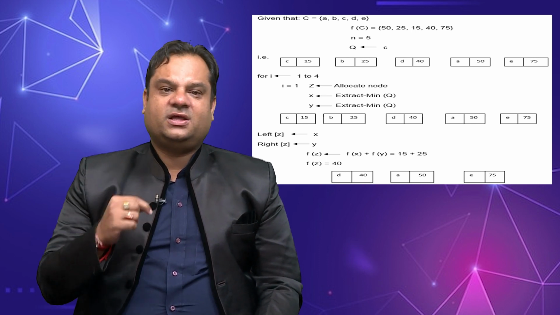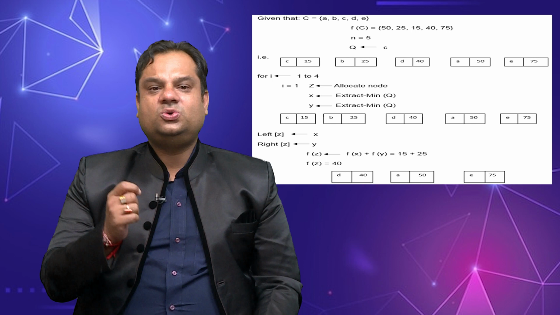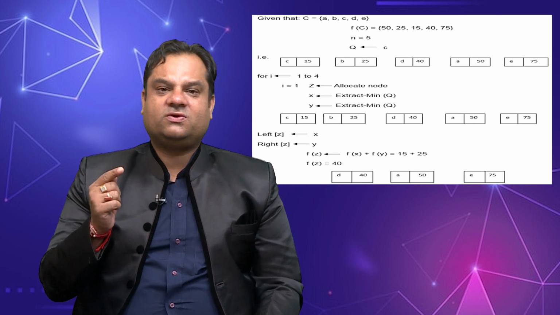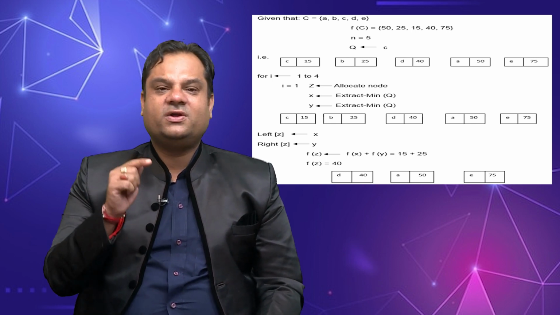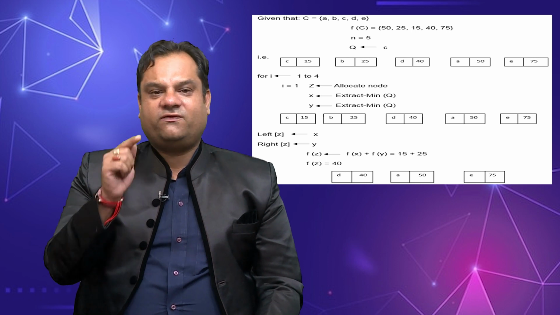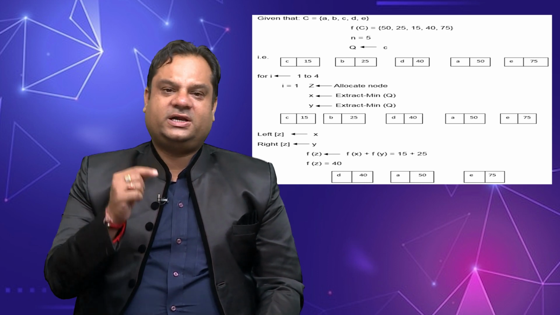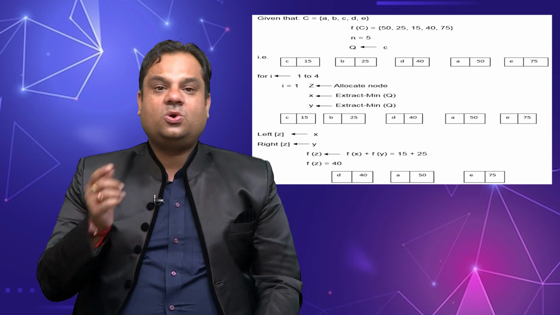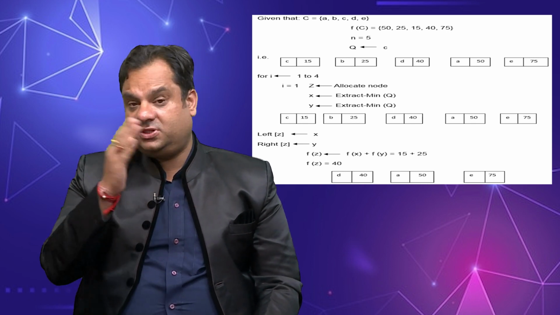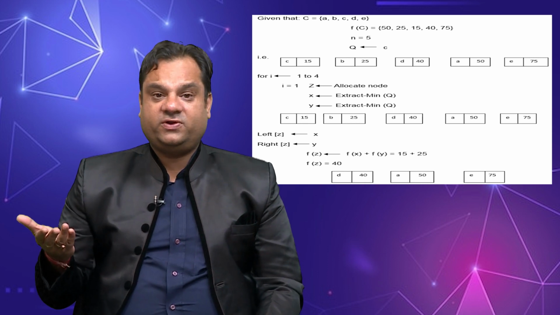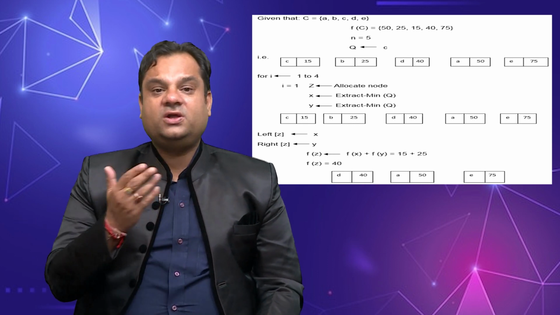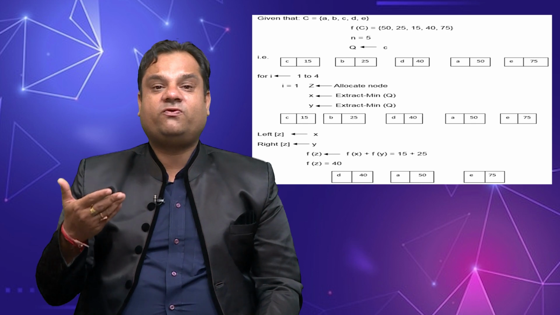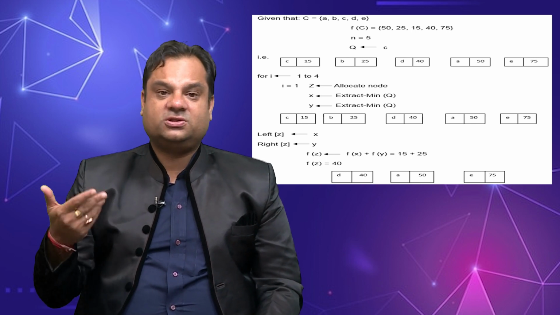So, starting with i equal to 1, 2, up to n minus 1. Here we have n equal to 5, so we put the value of 5 into that formula. Then 5 minus 1 is 4. That is why we start from i equal to 1. Z is the allocated node, X is the extract minimum from among the items of the character frequencies, and Y is another extract minimum from Q, based on the frequency.